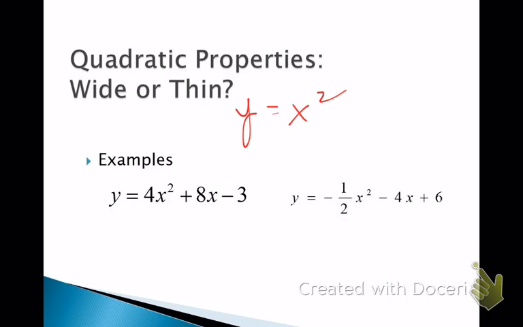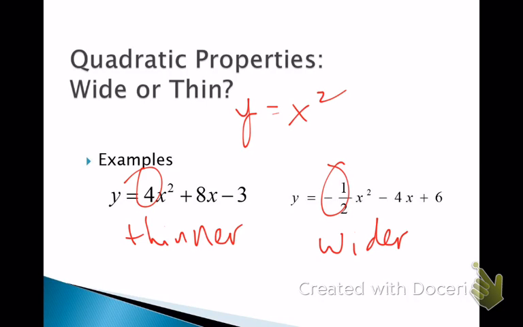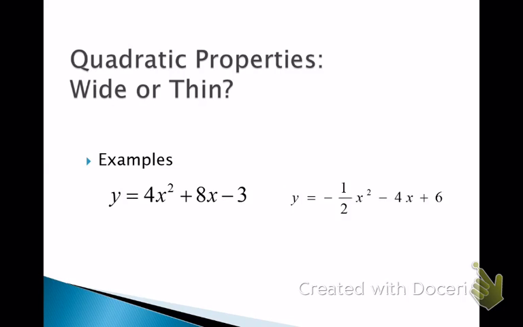Well, hopefully you're saying thinner. Because again, the bigger a gets, the thinner the parabola gets. This guy, here's a, negative 1/2. 1/2 is less than 1, right? It's a fraction, so this guy is going to be wider than the parent function. All right. Let's get back to our conversation here.